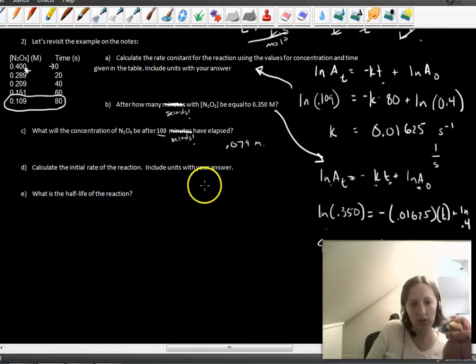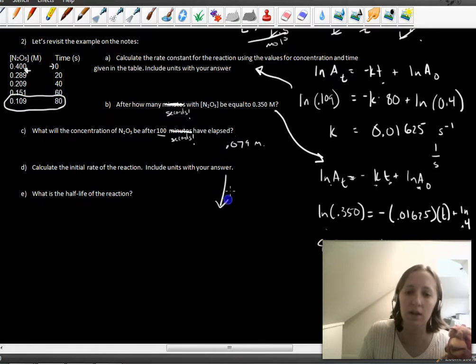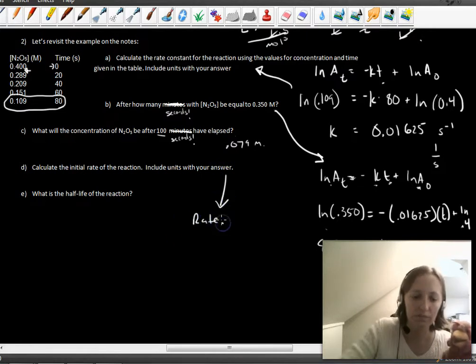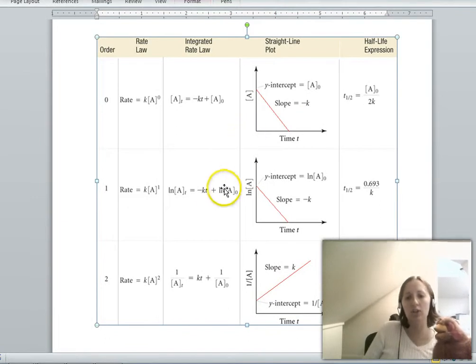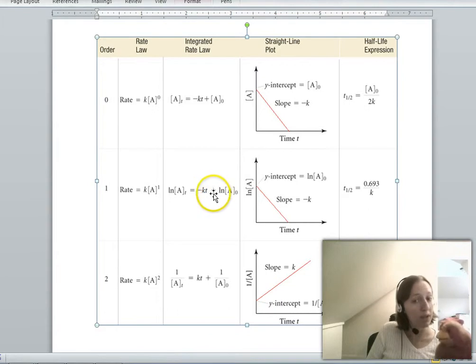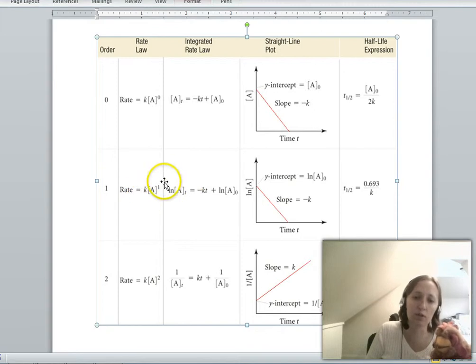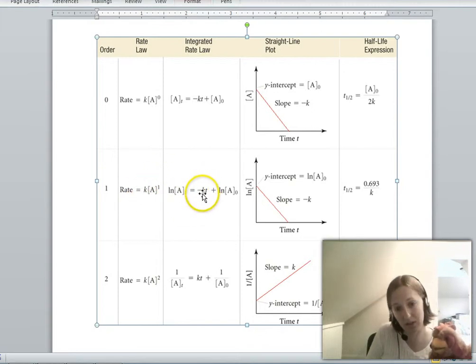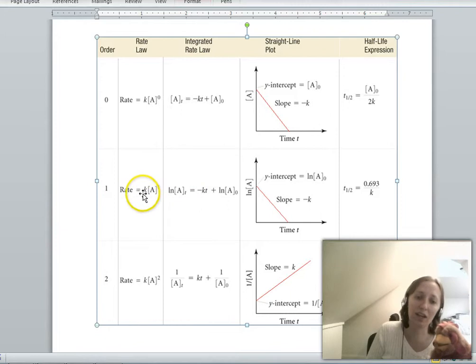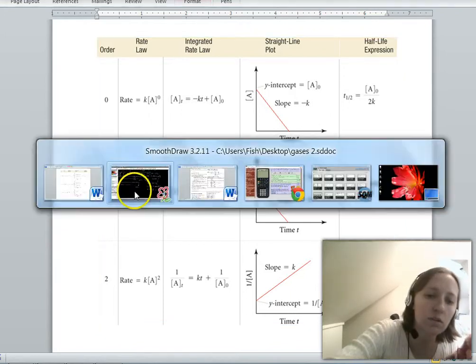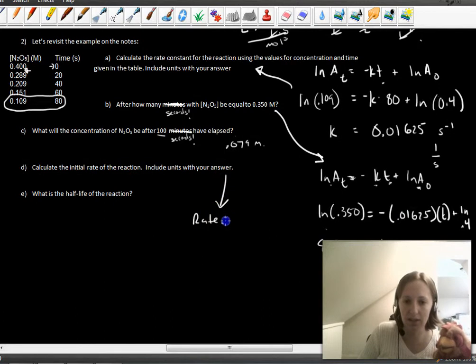D, calculate the initial rate of the reaction, include units with your answer. Now, this is asking for rate. The equation that we have been using, the integrated rate law for a first order reaction, does not have rate as one of its variables. Isn't that terrible? But its partner, rate equals k times A, does. And as you know, these get used kind of back and forth. We used this one to find k. Now we can take k and plug it in here and find rate. So that's what we're going to do. Use the differential rate law. So rate equals k times A.